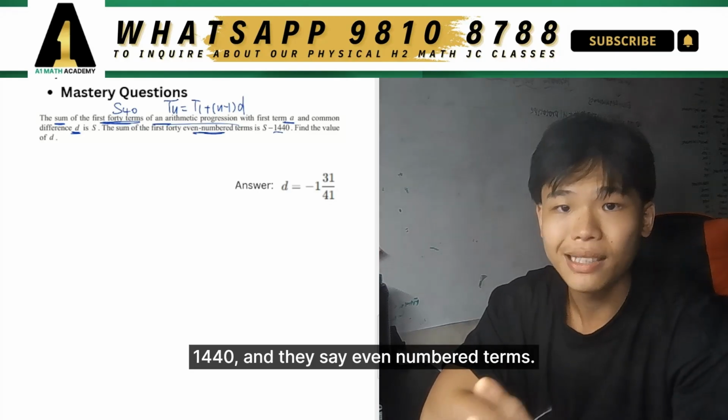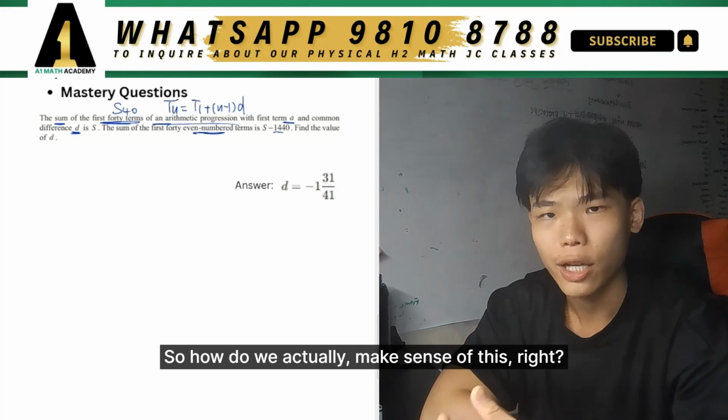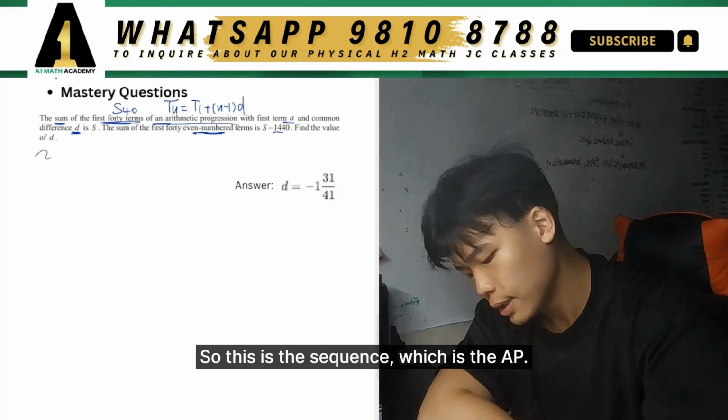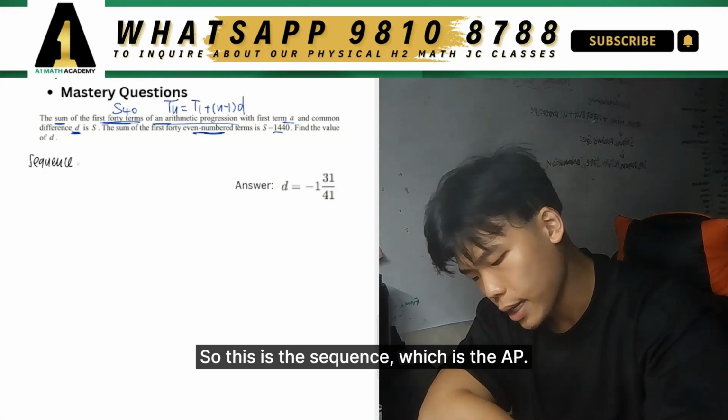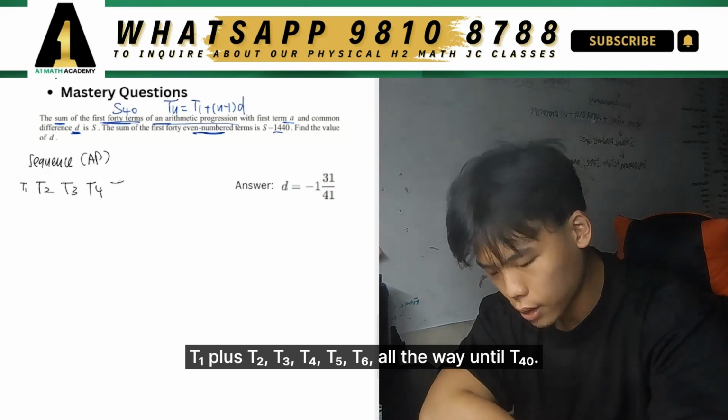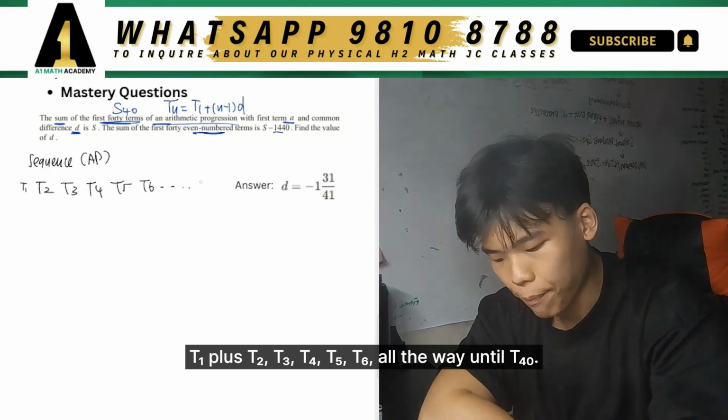And they say even numbered terms. So how do we actually make sense of this, right? I'm just going to draw out the sequence. Okay, so this is the sequence, which is the AP. T1, T2, T3, T4, T5, T6, all the way until T40.